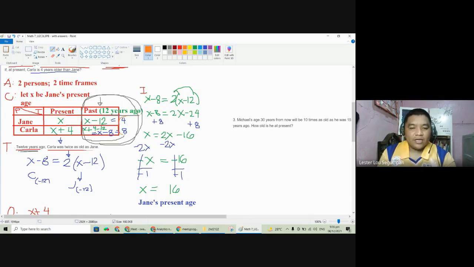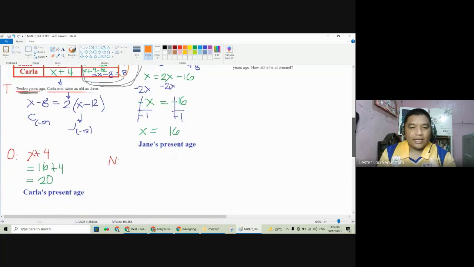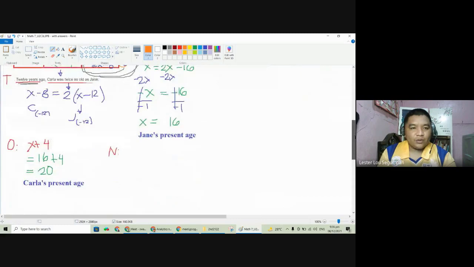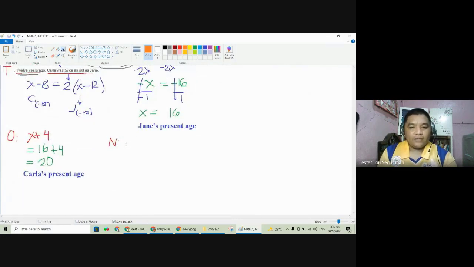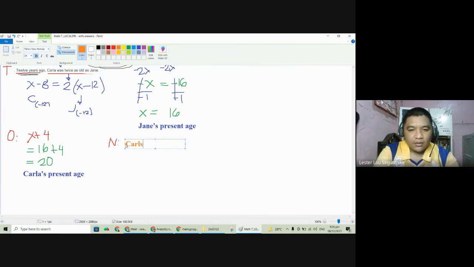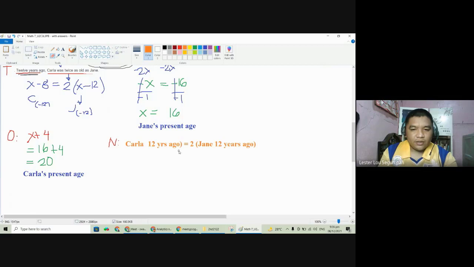Let us use these values as we check the situation here. It tells us that 12 years ago, Carla was twice as old as Jane, so multiply by Jane's age 12 years ago. It must be equal to twice Jane's age 12 years ago.